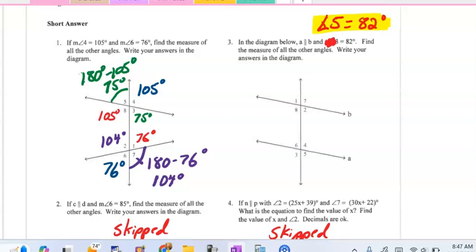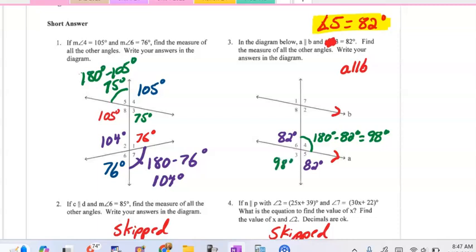Then we took a look at problem number 3. I tell you that these lines are parallel in the paragraph. So it says A is parallel to B. So I'm going to mark them to be parallel. And then it says angle 5 is 82 degrees. So if angle 5 is 82, angle 6 is 82. Then angle 4 is going to be 180 minus 82 degrees because they're a linear pair, which is 98. And then we know angle 3 is also 98.